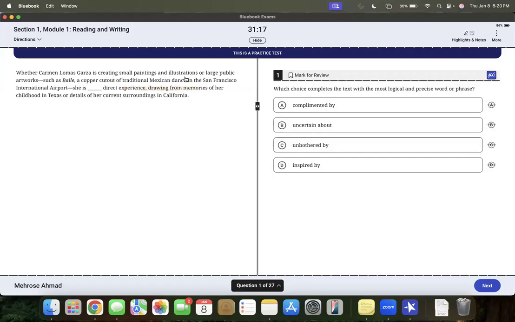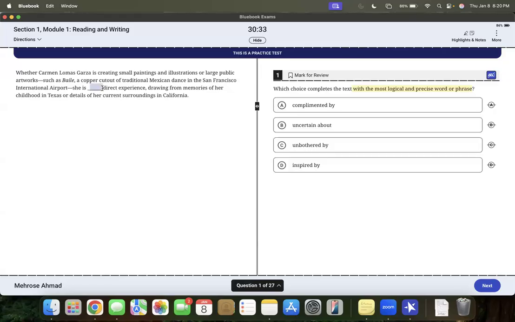So now let's go through a few practice questions together. Which choice completes the text with the most logical and precise word or phrase? Okay, so now I answer it. Whether Carmen Lomas Garza is creating small painting illustrations or large public artworks, such as Baile, a copper cutout of a traditional Mexican dance, she is blank, direct experience, drawing from memories of her childhood in Texas or details of her current surroundings. Okay, so what is the best answer? What I recommend, especially for the English language arts or reading and writing section, is process of elimination.